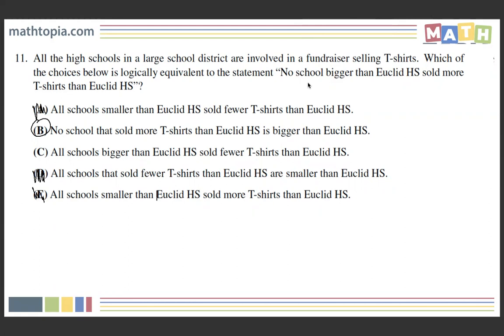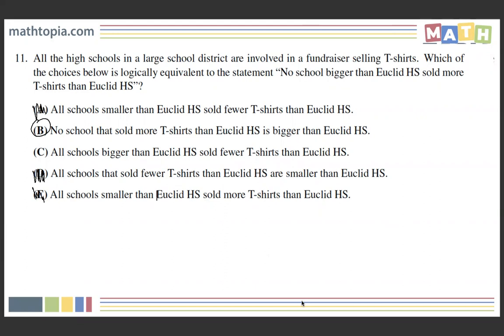All schools bigger than Euclid HS sold fewer t-shirts than Euclid HS. So this is the exact same statement as the original, right? Basically what the original statement was saying is that all schools bigger than Euclid HS did not sell more t-shirts than Euclid HS. So the only difference is they did not sell more t-shirts, or they sold fewer t-shirts.